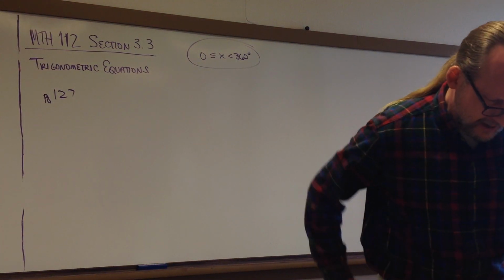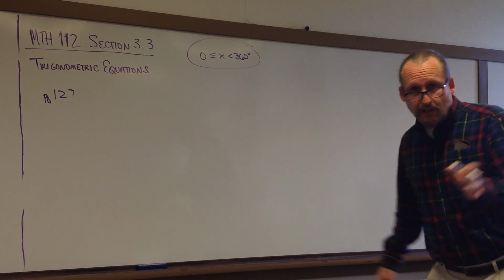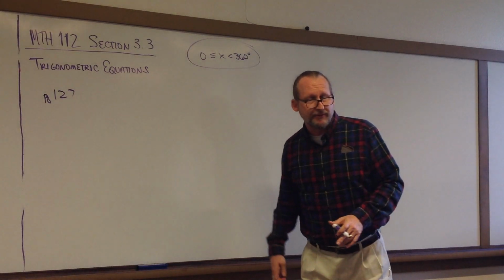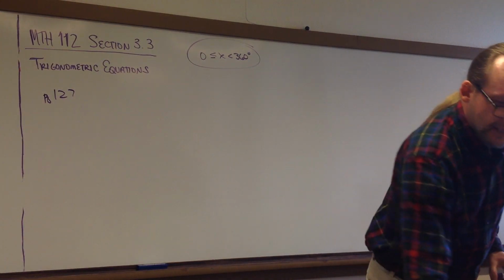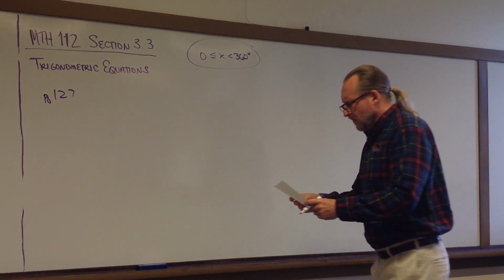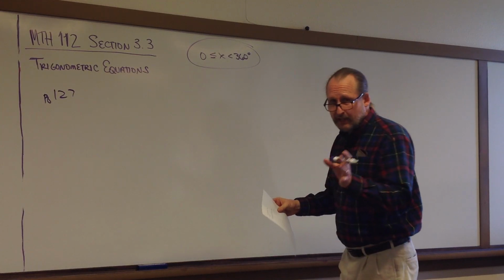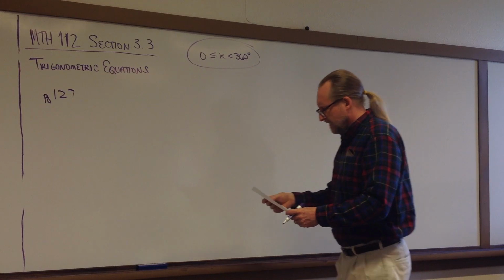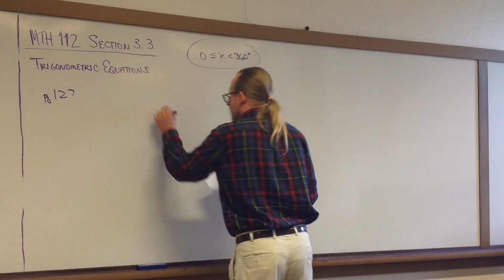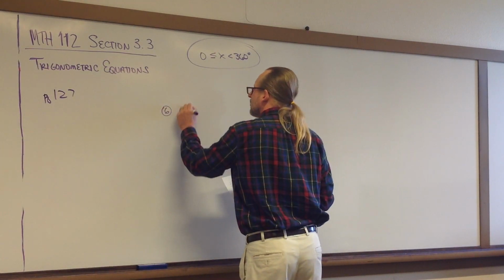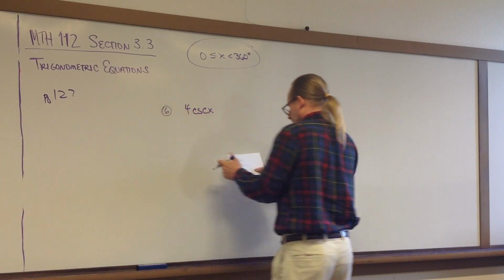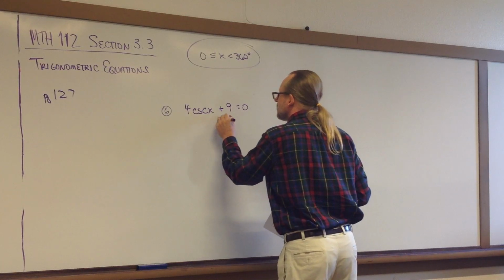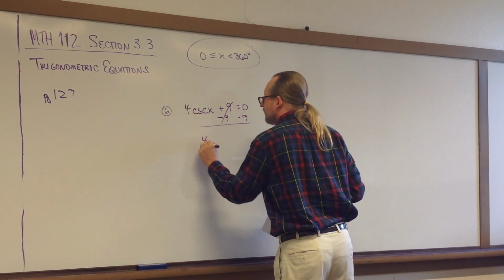Let's keep going here. Now remember, a tangent can be any value, from negative infinity to positive infinity, including 0 and everything in between. So don't worry about that with the tangent. It's the sines and cosines that are restricted to being between -1 and +1. Problem 6, we've got 4 cosecant x plus 9 equals 0. So let's get the cosecant by itself.